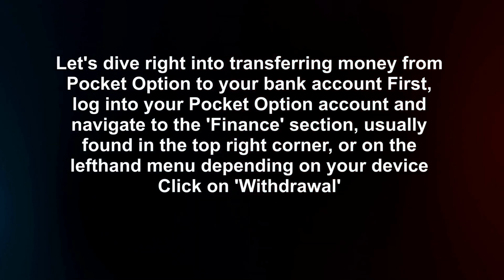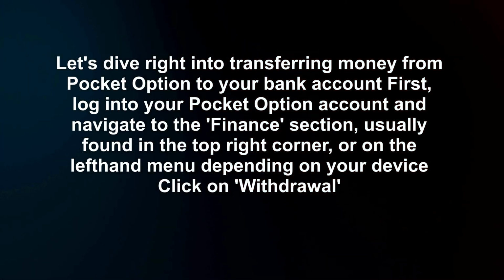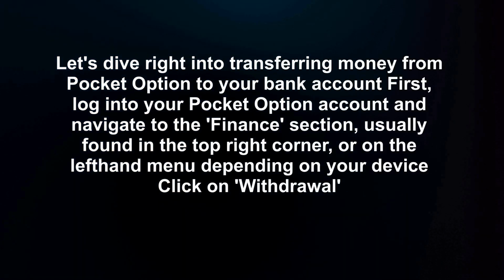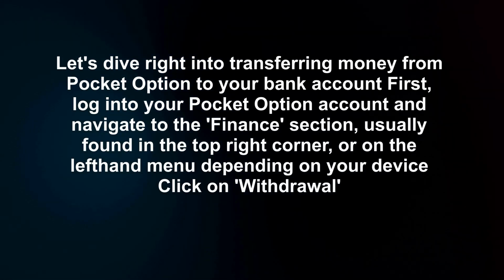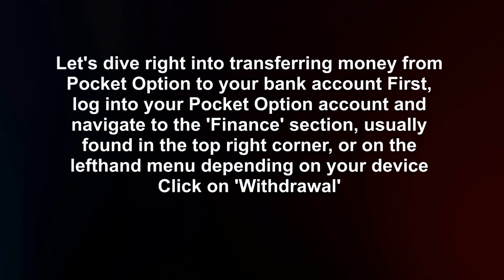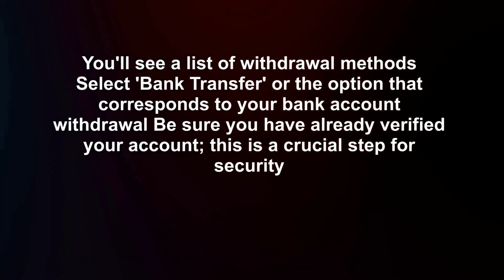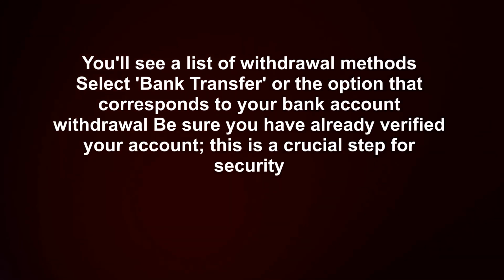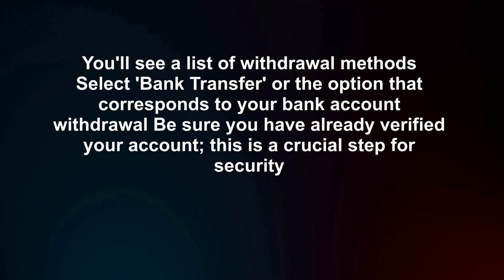Log into your Pocket Option account and navigate to the Finance section, usually found in the top right corner or on the left-hand menu depending on your device. Click on Withdrawal. You'll see a list of withdrawal methods. Select Bank Transfer or the option that corresponds to your bank account.